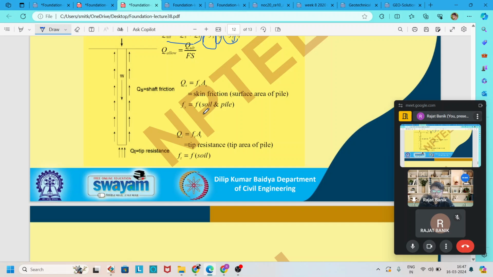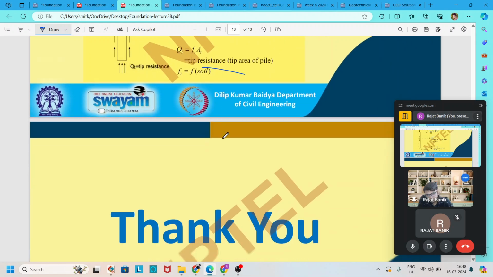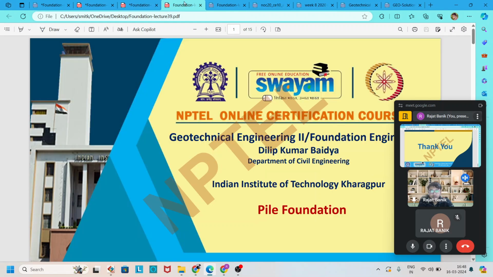This friction resistance is dependent on different types of soil. For clay soil it is different, for sandy soil also it is different. Similarly, tip resistance is also different for different types of soil. Now moving to lecture number 39 of this week 8.